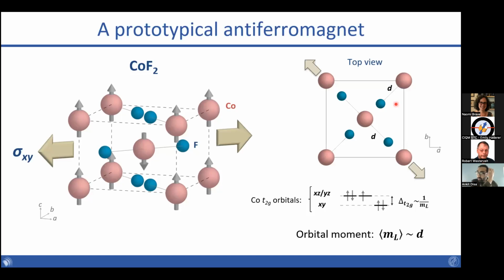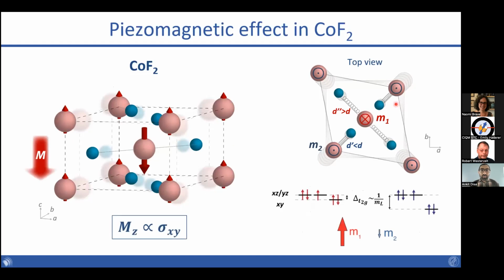And one way you can do that is by applying a uniaxial strain along the 110 direction. What happens as a result is that one of the bond lengths is going to get shorter, and one of the bond lengths is going to get longer. And that will make the orbital moment on one of the sublattices larger and the other one smaller, creating, in effect, a ferromagnet that now has a net magnetization. And this magnetization is linearly proportional to the applied strain. This effect is known as the piezomagnetic effect, which is analogous to the piezoelectric effect that you'll find in ferroelectrics and other types of crystals like that.